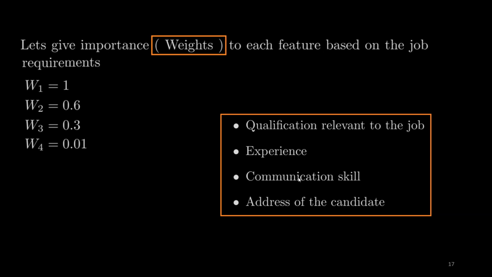Similarly, experience and communication skills are also considered important features. So their weights are 0.6 and 0.3 respectively. Similarly, the address of the candidate might not be a very good feature in order to get the job. Therefore, the weight assigned to this feature is very small, that is only 0.01. Now let's assign these weights to the features and then process them with the perceptron.